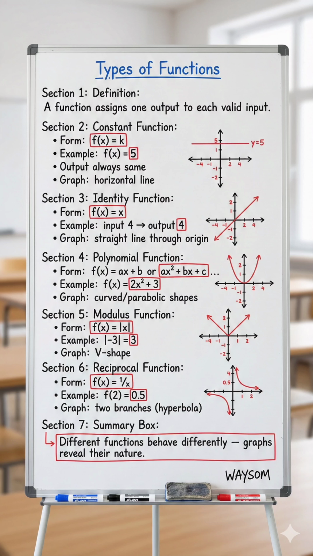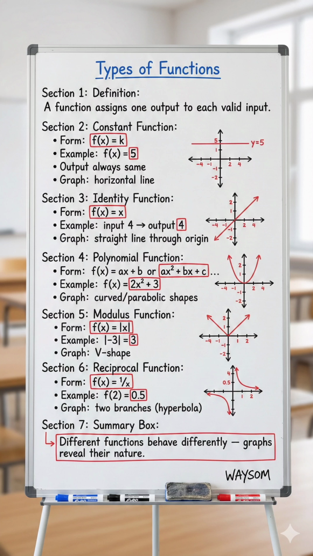Welcome to WAYSOM. Today the board in front of you explains different types of functions and how they behave. Start at the top definition. A function takes an input and gives exactly one output. But depending on the rule, functions behave differently, and that is what this board shows.